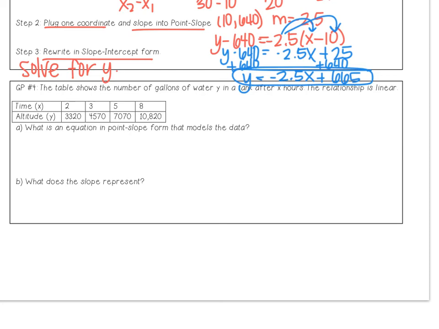Guided practice number 4, we have our table. We have 2 points. I want you to put it in point-slope form. You don't have to put it in slope-intercept form. Then I want you to tell me what the slope represents. When you're ready, resume the video.